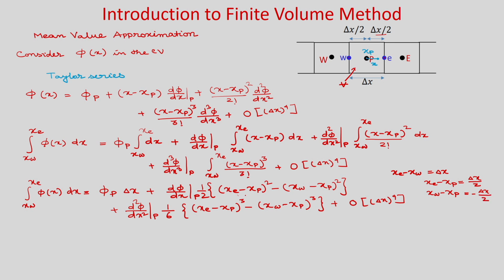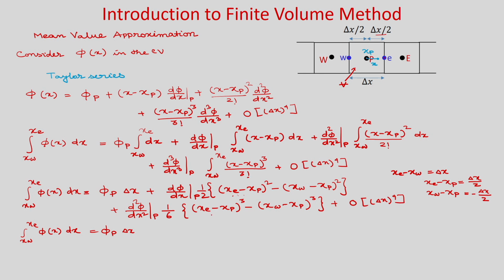So, now if you put it here, you can see this is squared. So, delta x square by 4 and minus, this is also delta x square by 4. So, it will become 0. So, the second term will become 0, but the third term will not become 0. Okay. So, you can write it as the integral from x w to x e of phi x dx is equal to phi p delta x. So, this term is getting 0, okay.